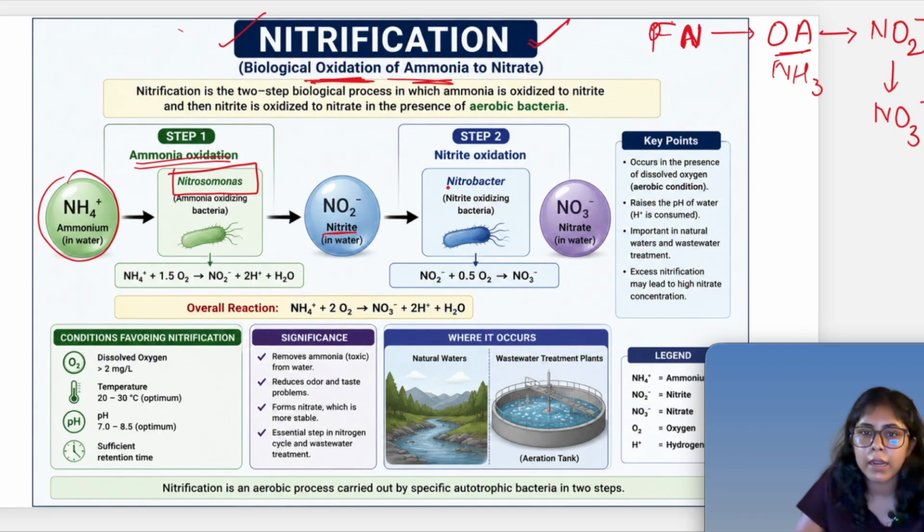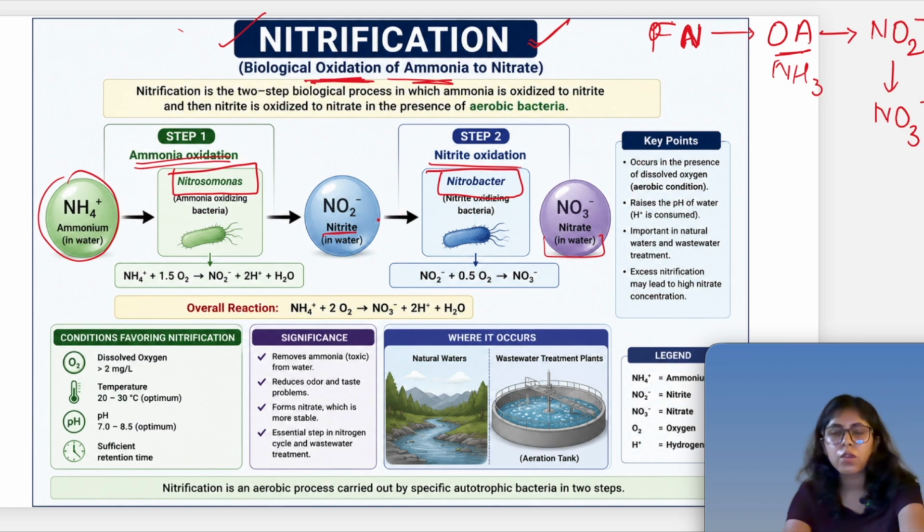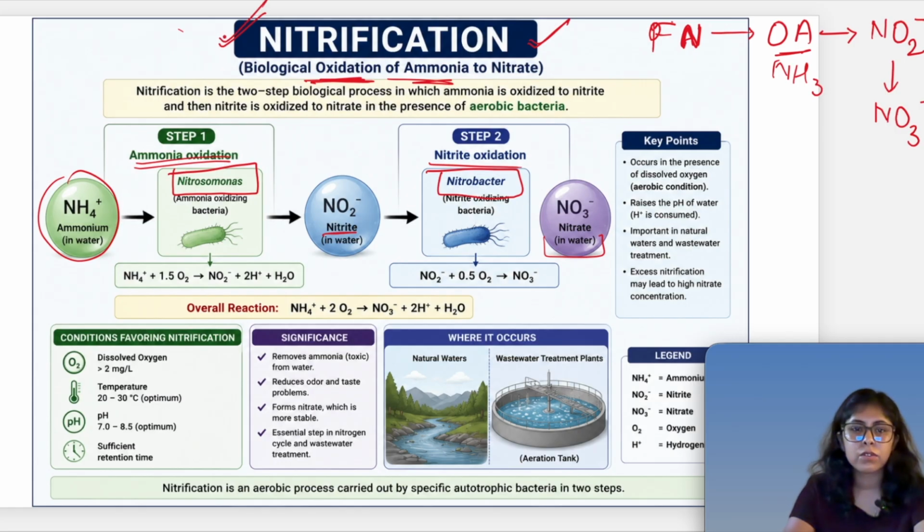Now the nitrite oxidation will start in step 2, and then the Nitrobacter bacteria come into the picture. The Nitrobacter bacteria will convert nitrite to nitrate in water. These are the conversions, and this process is called nitrification, and we can see the overall reaction here.